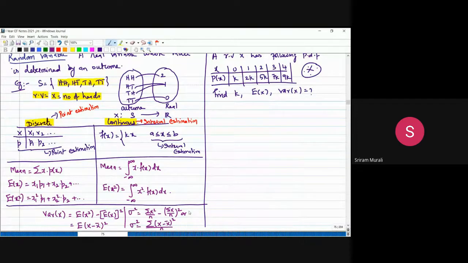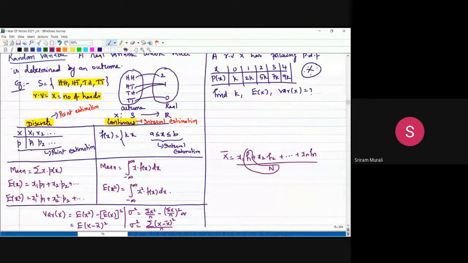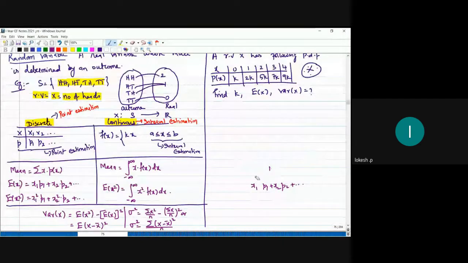And you know this is your formula of x bar: x1 f1, x2 f2, x3 f3, etc., xn fn divided by your capital N. This f1 by N is acting as p1. This f2 by N is acting as p2 with x2. So this is my E of x. Can you compare? Have you understood?